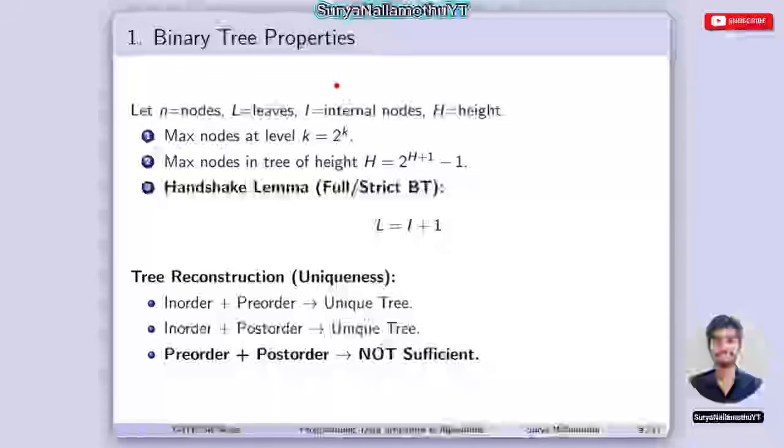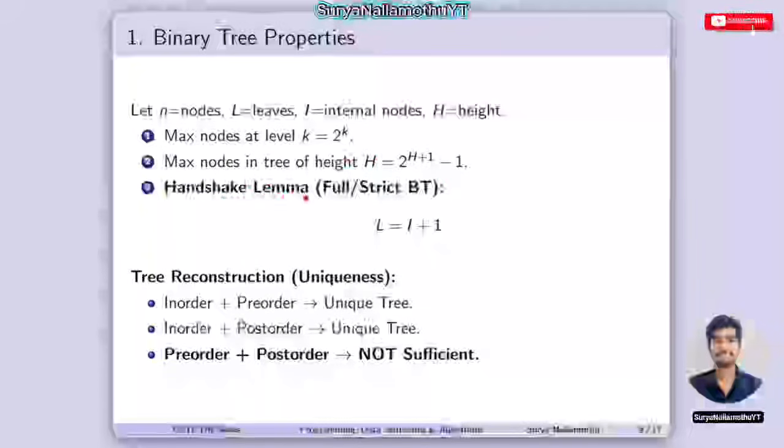Binary tree properties. In the binary tree properties, we have some important points. You need to remember this one. Maximum nodes at level k is equal to 2^k. This is the formula for the maximum nodes. Maximum nodes in a tree of height h is equal to 2^(h+1) minus 1. This is another point.